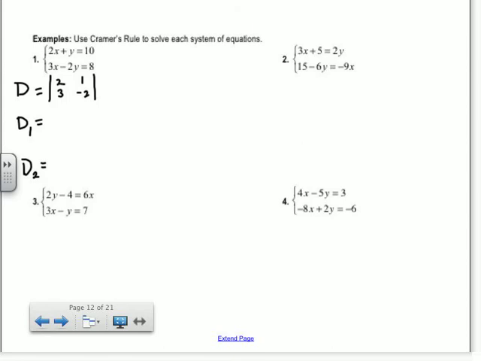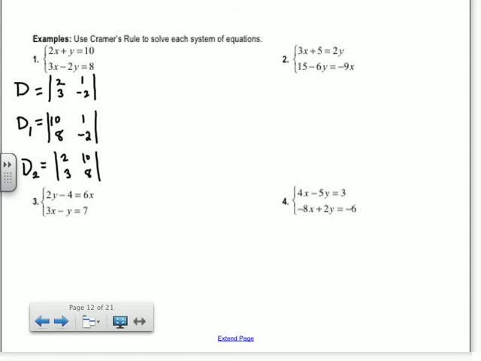Okay, D1 looks exactly the same, but we replaced the first column. So D1 replaced the first column. What do I replace it with? 10, 8, right? So the other column's the same as what it was before. And then D2, you keep the first column the same, and you replace the second column with the 10, 8.